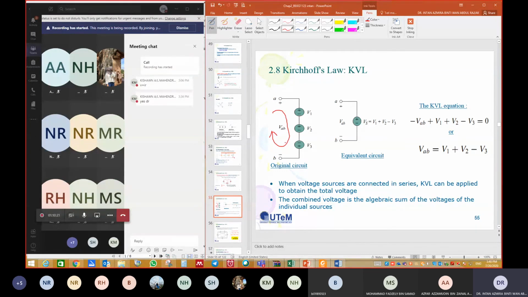Or you can also use the second sign in your equation. Let's say we start with VAB, so the second sign is positive. So positive VAB minus V1 minus V2 and plus V3 is equal to 0. And then you rearrange, put VAB is equal to what?